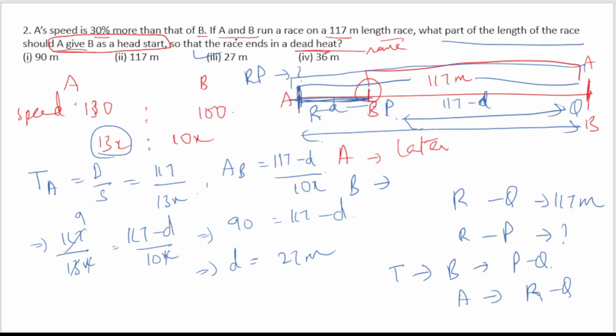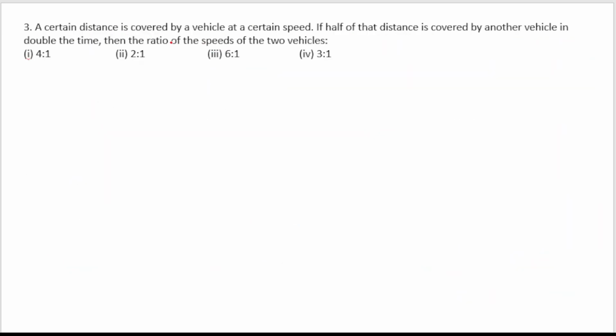Third option. Next one: a certain distance is covered by a vehicle at a certain speed. If half of the distance is covered by another vehicle in double the time. For the first vehicle, the distance traveled is d, the speed with which it traveled is s, and the time taken is t. In the second vehicle, half of the distance is covered, d by 2, in double the time, 2t.